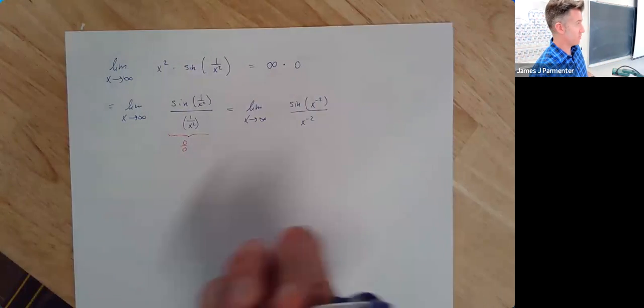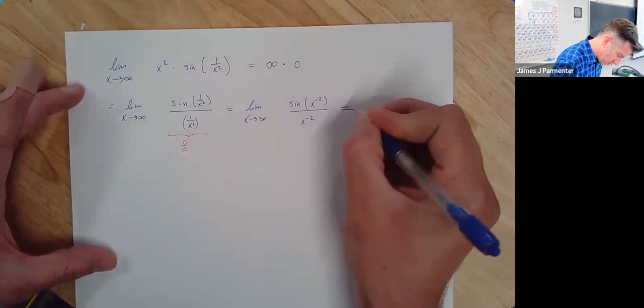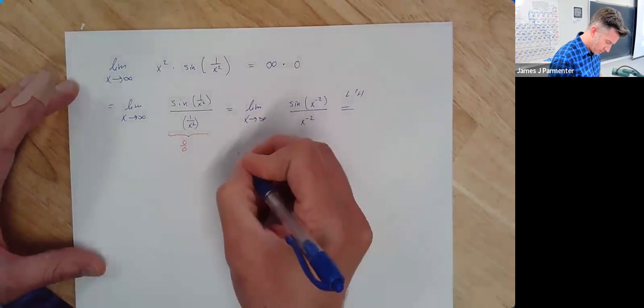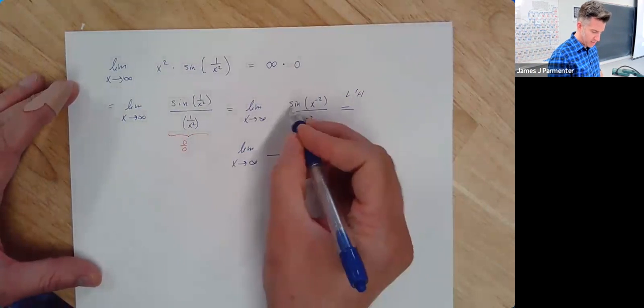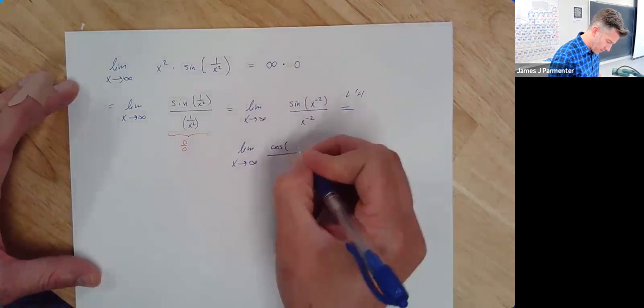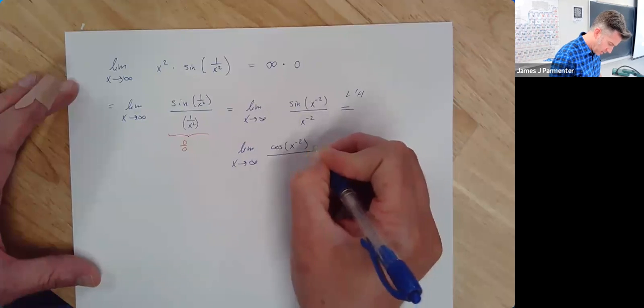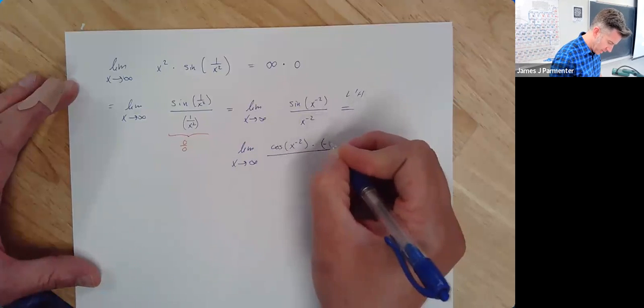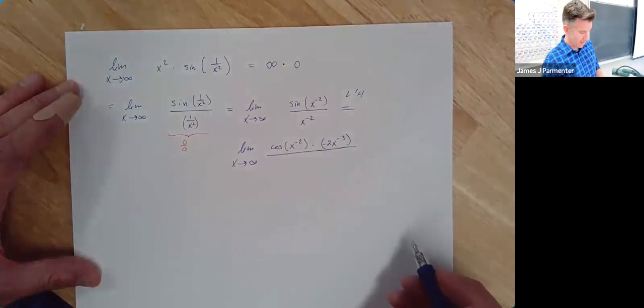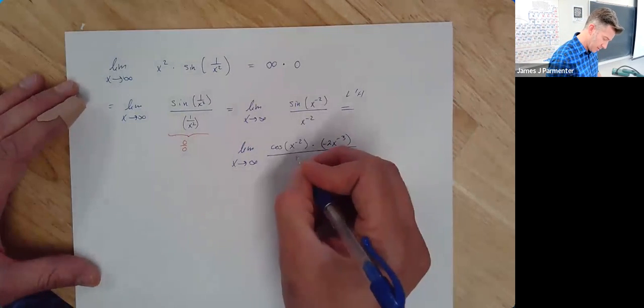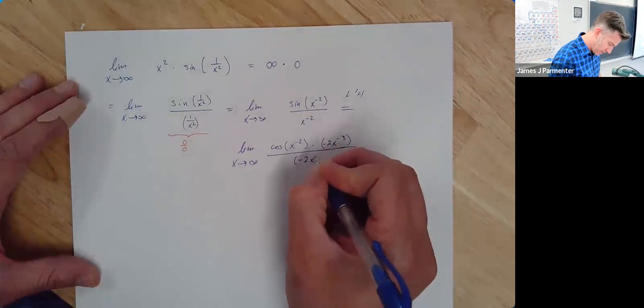Now, here's something that I think is really neat when we do this. Using L'Hopital's rule, we still have a limit as x goes to infinity. The derivative of sine of some stuff is cosine of the stuff times the derivative of the stuff, which is -2 times x to the negative third. On the bottom, the derivative of x to the negative second is -2 times x to the negative third.